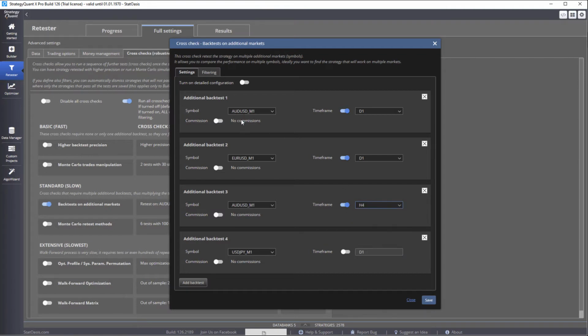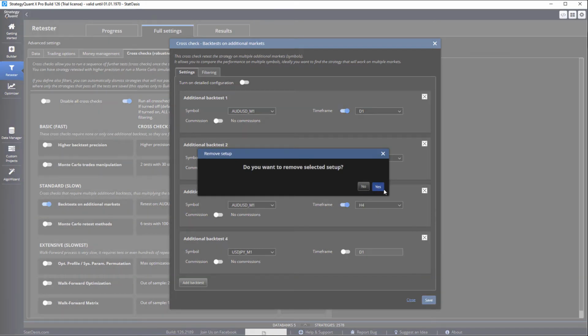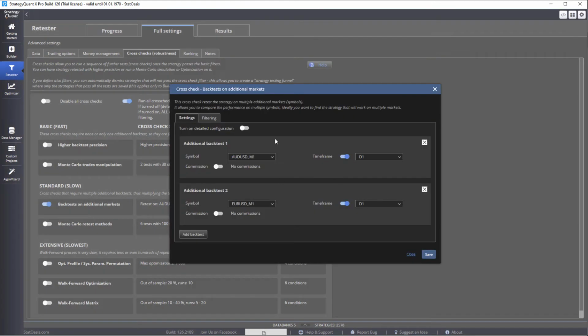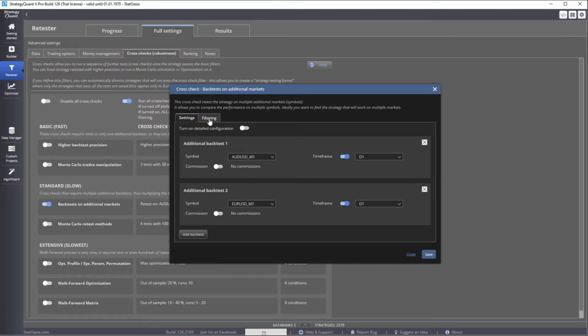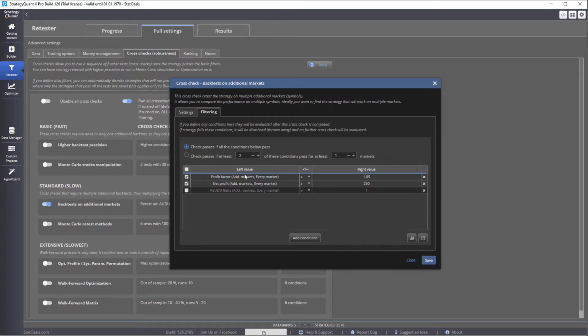So I'm going to test on Aussie USD daily time frame in here, and then on 4 hour bar time frame, and I'm going to test it on Euro USD and USD JPY, or you can delete. So in my test, I did it on these two markets, and then I filtered, like, the strategies have to pass these two filters, which is profit factor more than 1.05, and the net profit is more than 250. So these two conditions have to pass on every market you add here. Of course, you can do it on less or more, it's up to you.